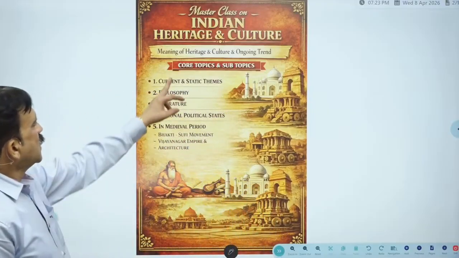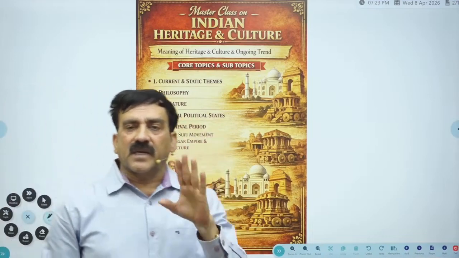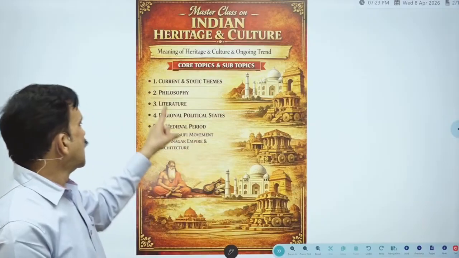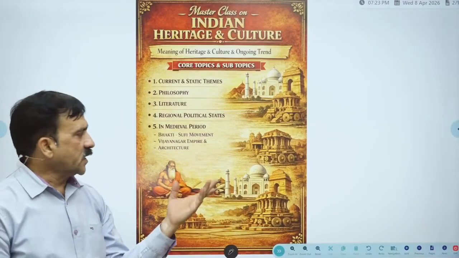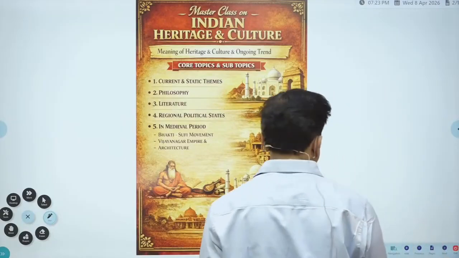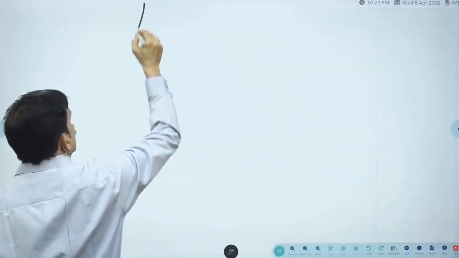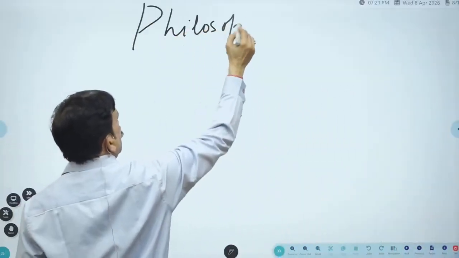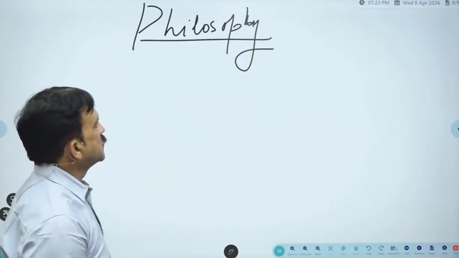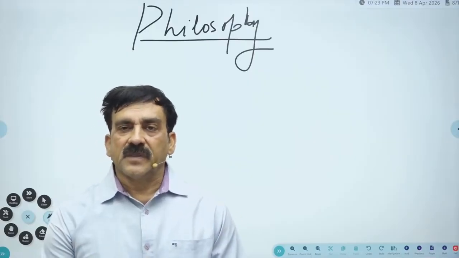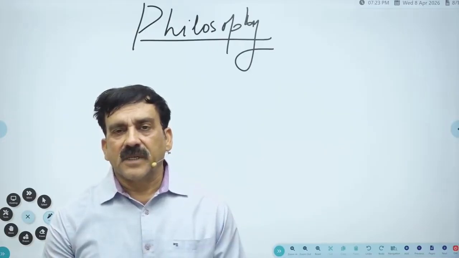Now see the second component. The second milestone, or you can say the second keystone, of this culture and heritage, which is very important for all of you for the prelims of 26, is philosophy. Just take a short discussion over it. This is the most important topic or keystone of the prelims, especially under the heading heritage and culture.